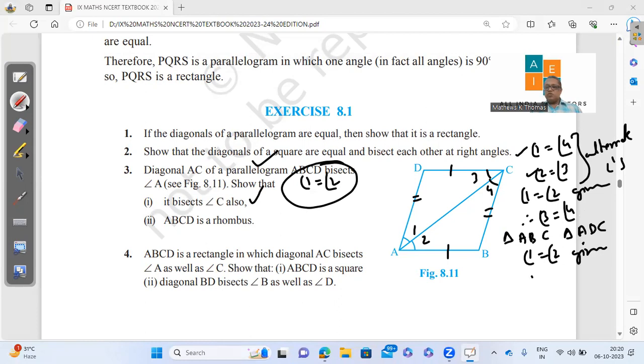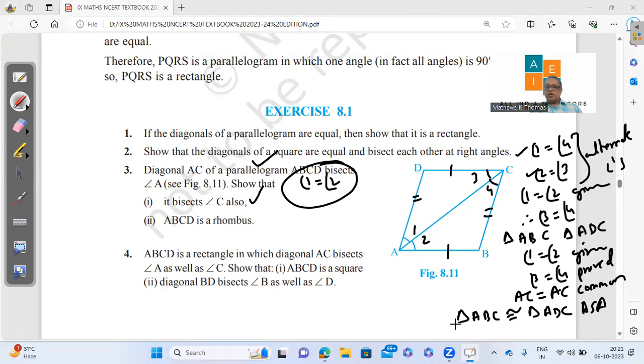3 and 4 we just proved. AC is equal to AC, common. So 1 and 2 are equal, 3 and 4 are equal. 1 and 2 were already given to us, 3 and 4 we have proved, and AC is common. So we can say that triangle ABC is congruent to triangle ADC by ASA.